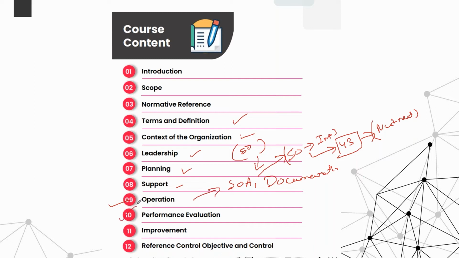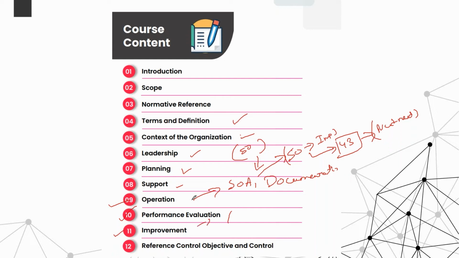Then we will go with stage number 10, which is your performance evaluation. Okay, once the implementation has been done, that needs to be monitored as well. Okay, monitor, then your measurement, analysis as well, evaluation. Again, some part of theory is there and some part of practical is also included with this. Okay, then we will go with stage number 11, that is your improvement. Okay, now one more thing I had missed over here.